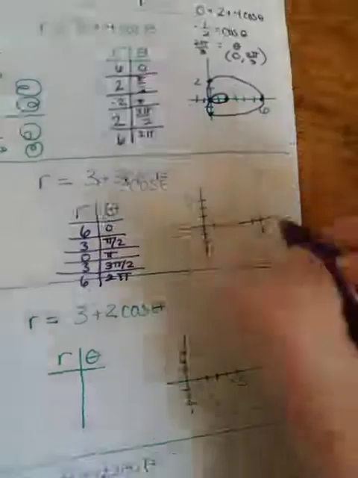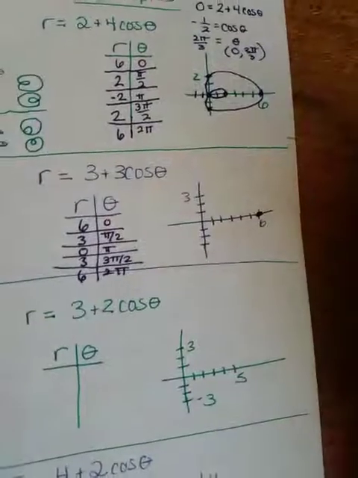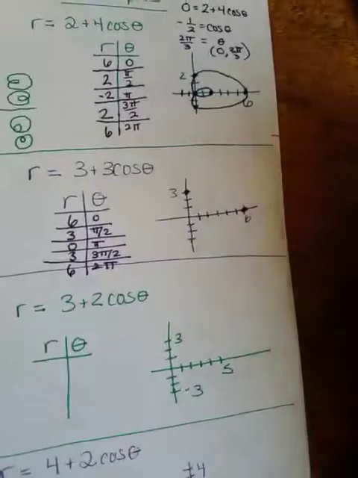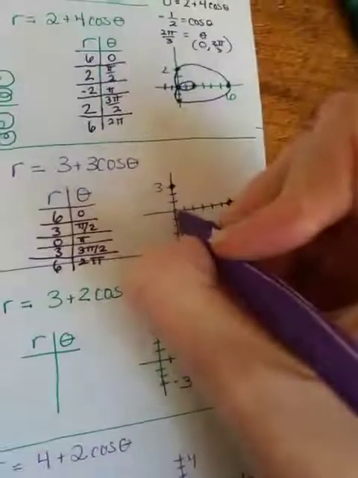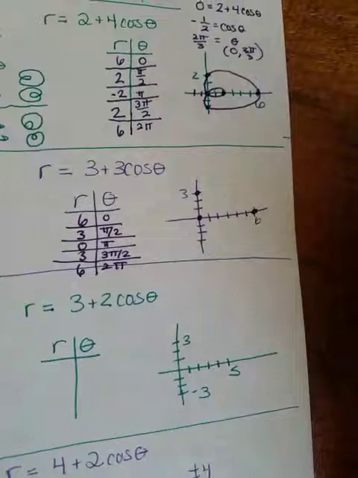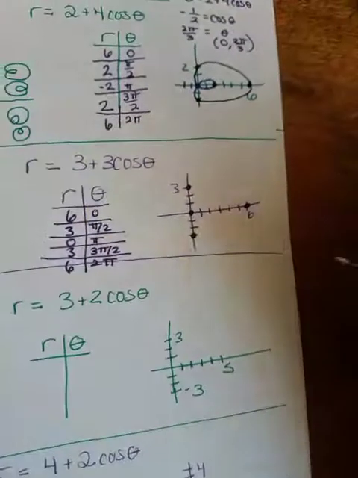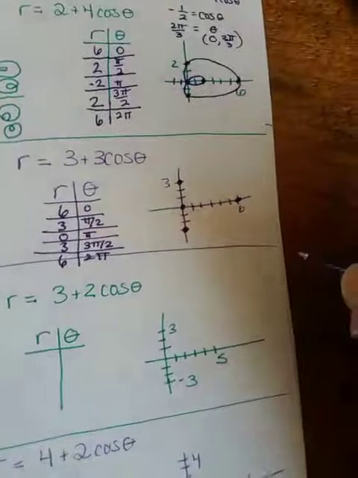Okay, so 6, 0 is right here. Then we have pi over 2 with an R of 3, so that's right here. And then pi is at 0. So you actually found in your table one of your intercepts this time. 3 pi over 2 is at 3, so that's going to stay there. It's not going to flip. And then 2 pi brings us back to 6.